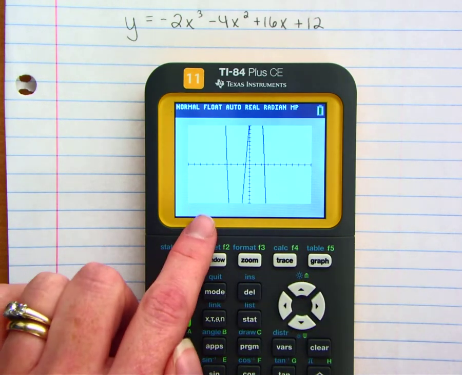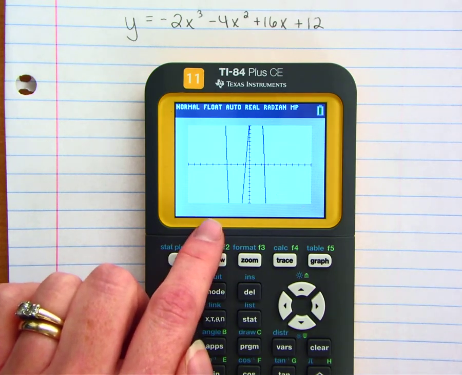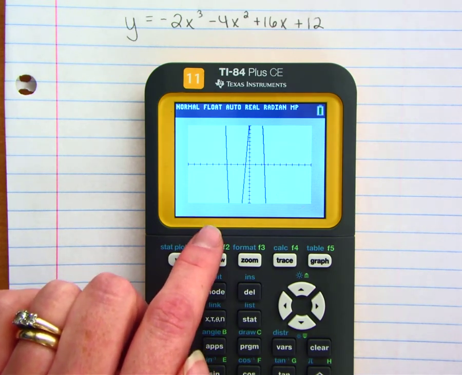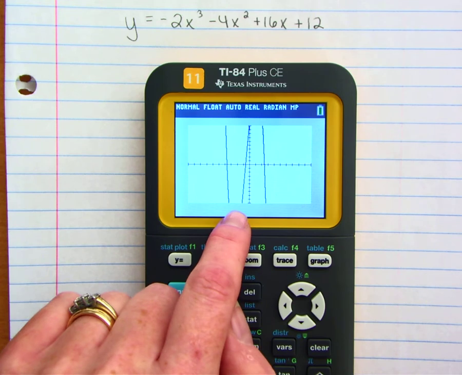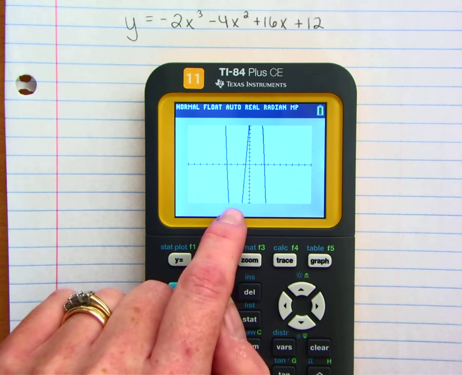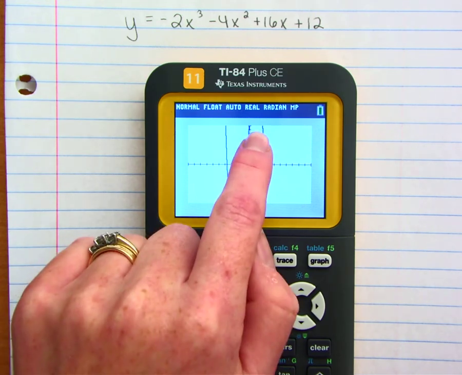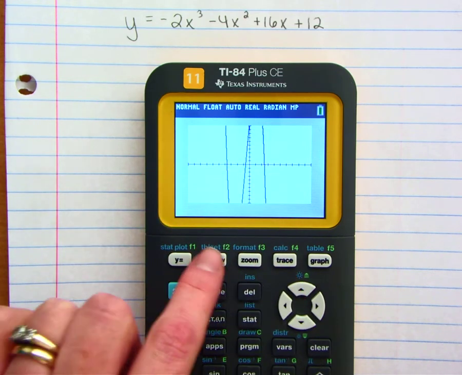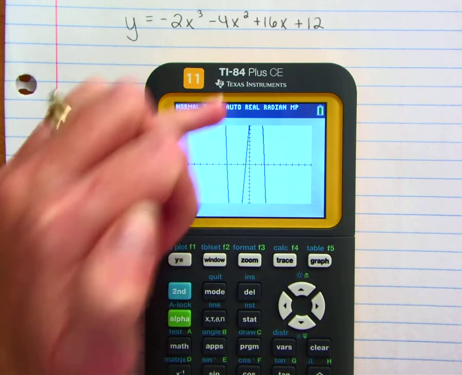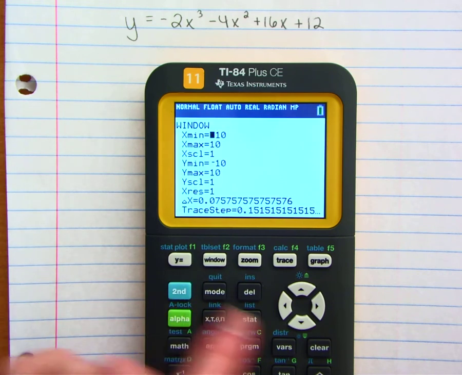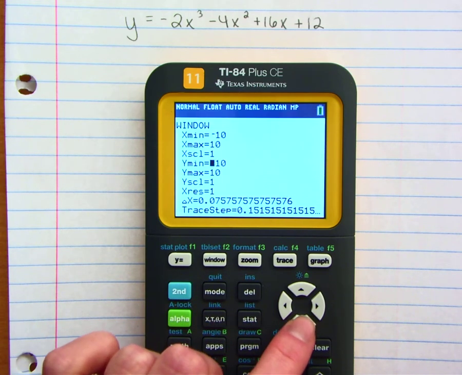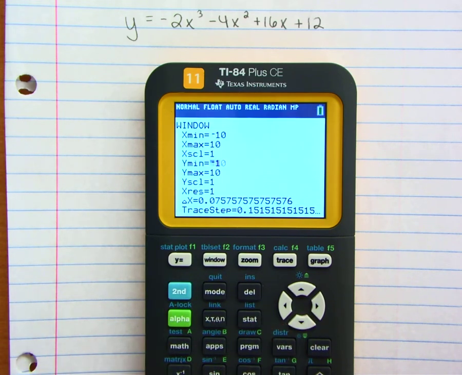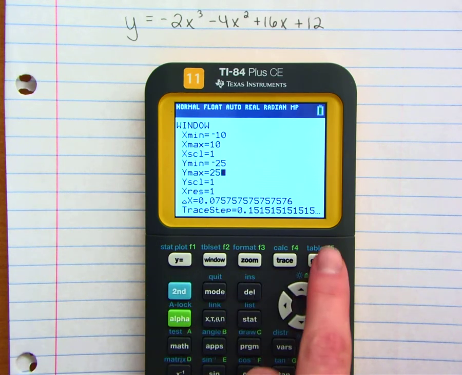We're going to look at our graph and decide whether the window that's on the graph is clear or not. If we look at this graph, we can see that the graph goes below the window and above the window for up and down. Side to side, the graph fits. So we're going to adjust our window, the y values, which are the up and down values. We're going to leave our x values alone, and we're going to adjust our y. So let's go to negative 25 and positive 25, and then regraph.